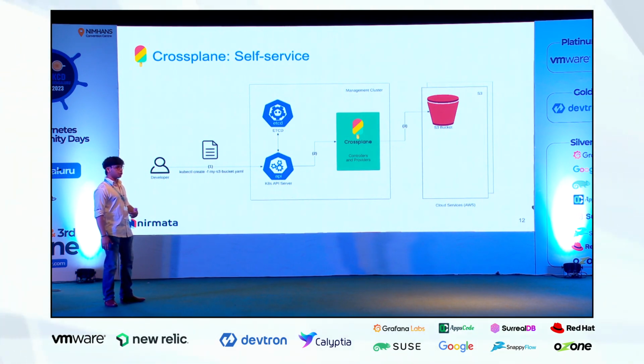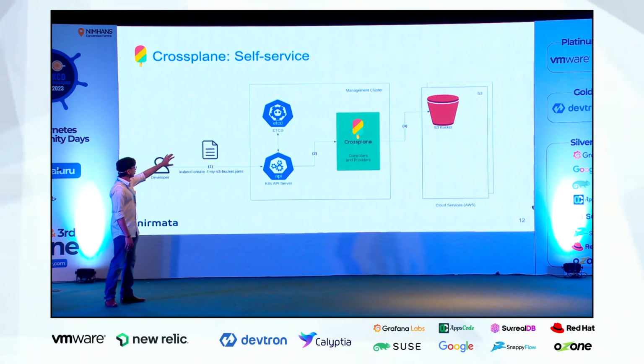Okay. How does the self-service model look, and how does it internally work? As a developer, you would ask for a certain resource using the YAML manifest and that schema, which would go to your Kube API server. In this case, you can see you have this management cluster.